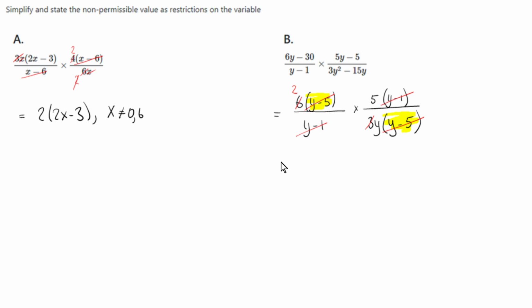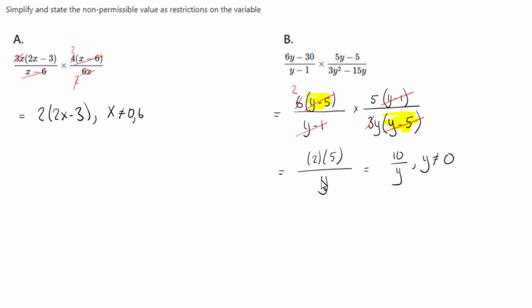Let's just write out what we have left. In the numerator, we have a 2 and a 5 times 5. And in the denominator, the only thing that's left is a y. So we can just multiply the numerator. That's going to be 10 over y, where y cannot equal 0.